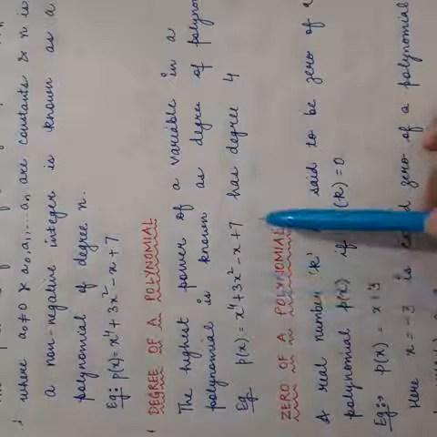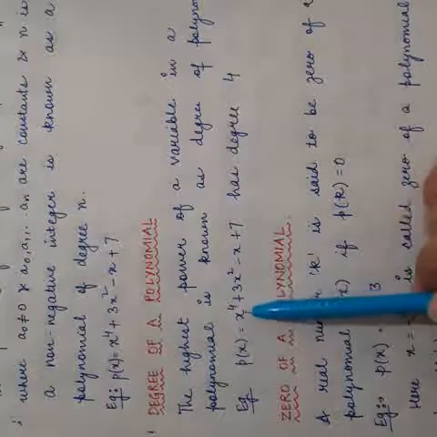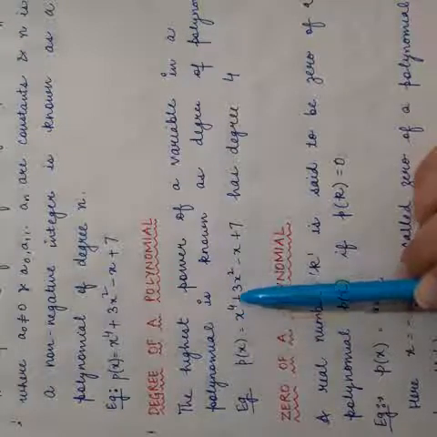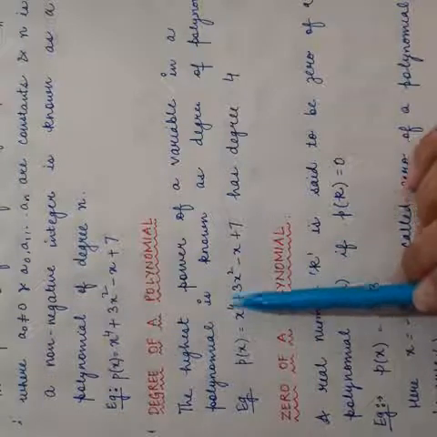Now what is the degree of a polynomial? The highest power of a variable in the polynomial is known as its degree. Suppose you are given a polynomial, just look for the variable. Here you have x and then look for the power of the variable. You have different powers. Here you have 4, 2, 1, but which is the highest power? That is 4. So the degree of this polynomial is 4.